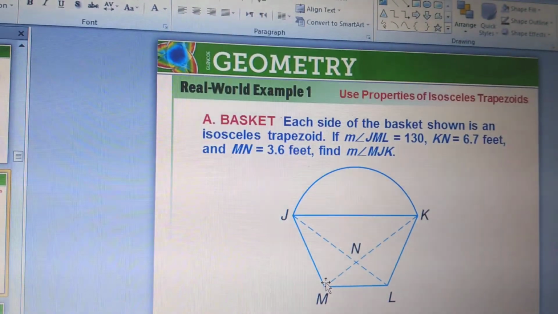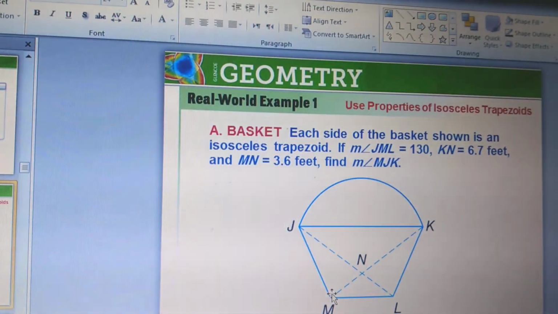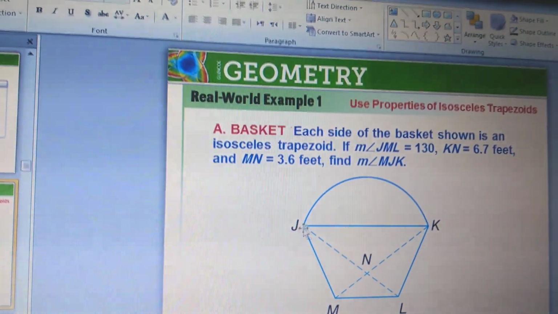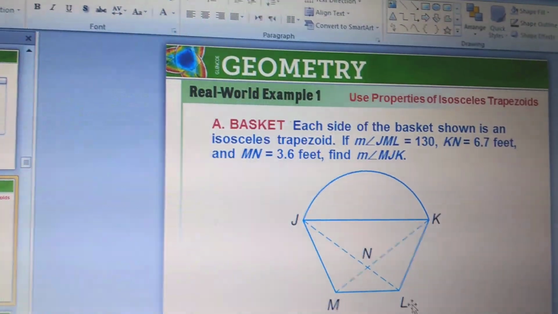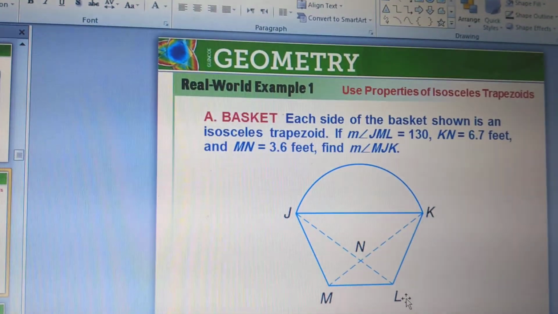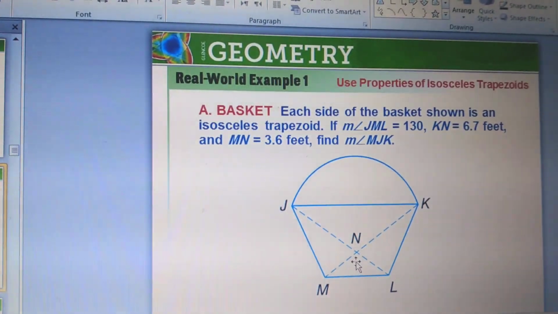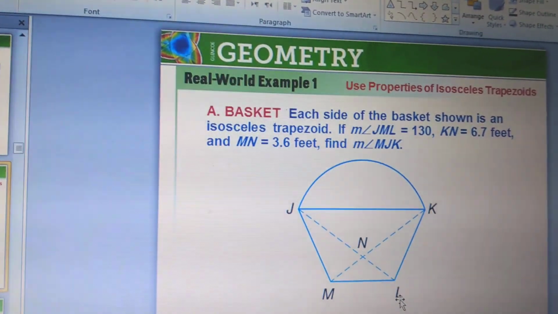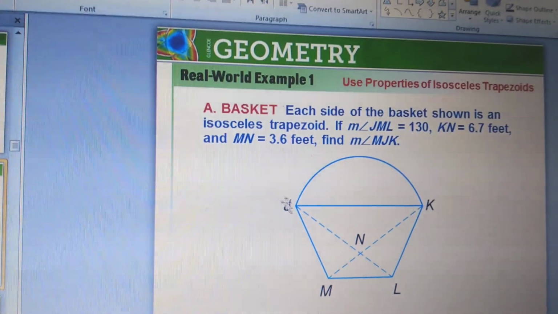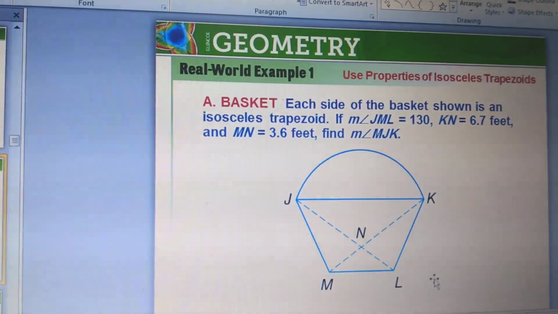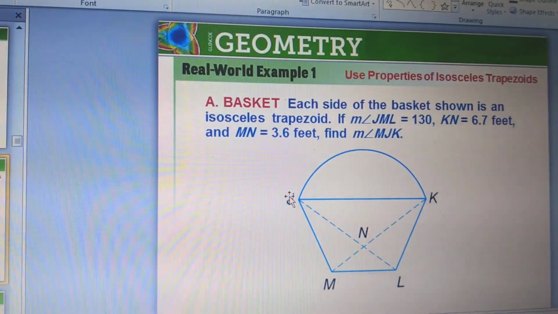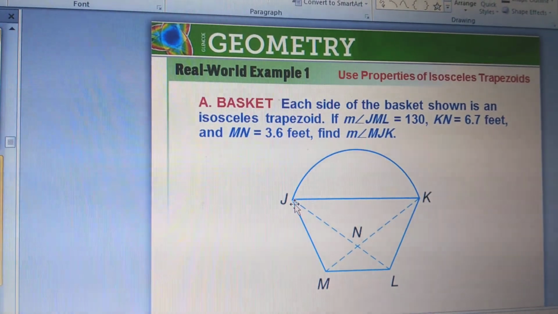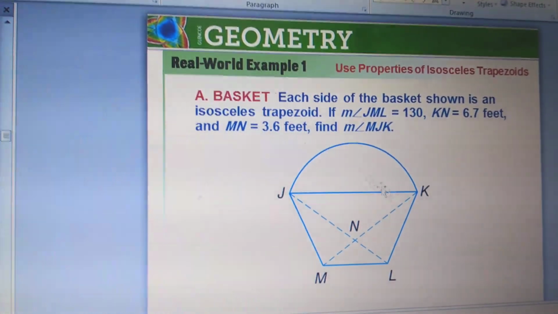Because it is isosceles, this means diagonals are congruent. This means MK and LJ are congruent. I am going to give you all the information. Then we can solve any question. Again, MK and JL are congruent. Why? Because it is an isosceles trapezoid. JK is parallel to ML, KL is congruent to JM, angle M and angle L are congruent, angle J and angle K are congruent.